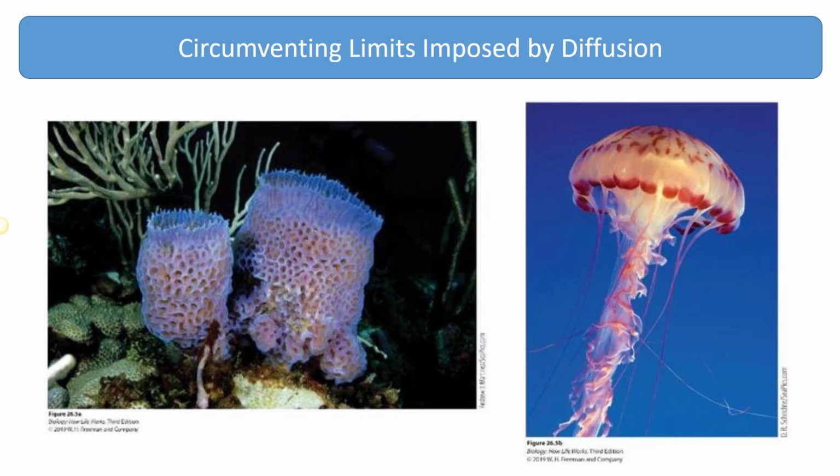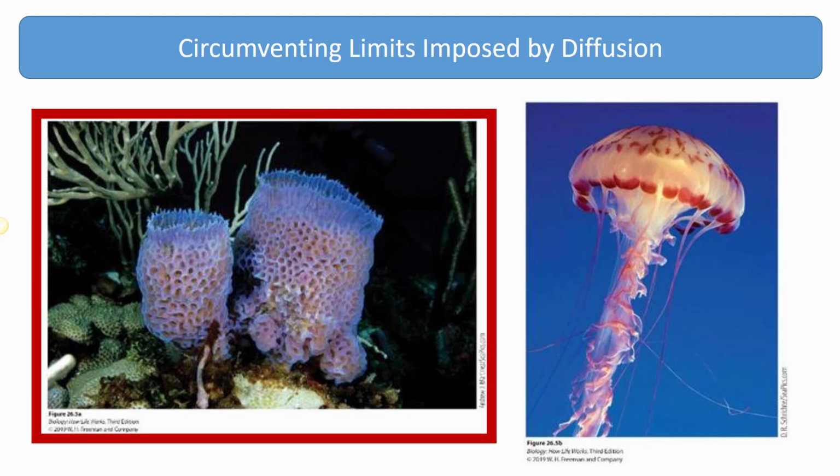Diffusion is effective only over small distances, so it strictly limits the size and shape of single-celled organisms such as bacteria. Diffusion also constrains how eukaryotic organisms function. Therefore, some large animals have developed various mechanisms for circumventing the limits imposed by diffusion.